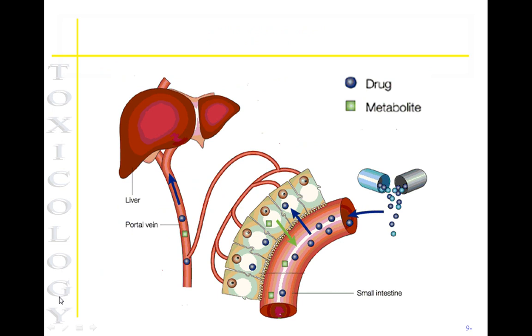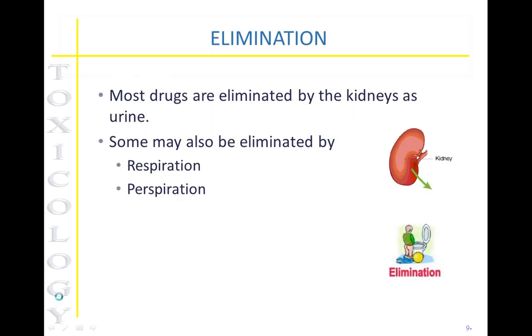This slide shows how the drug is initially introduced to the body into the small intestines and then absorbed throughout the body, transferring to the liver where it can then be metabolized and excreted. Most drugs are going to be eliminated by the kidneys as urine. However, in some instances, some may also be eliminated through respiration and also through perspiration.